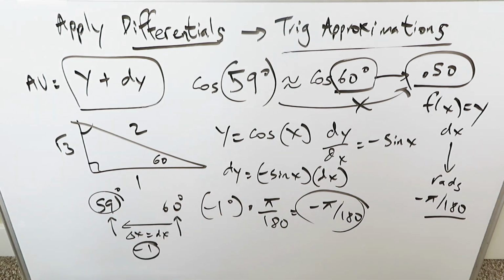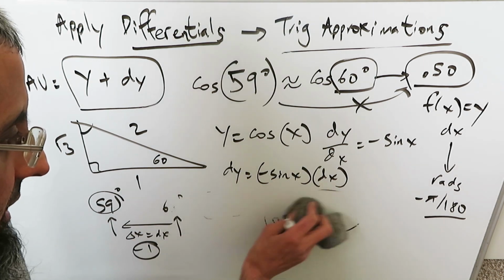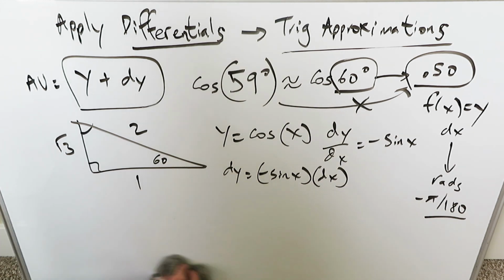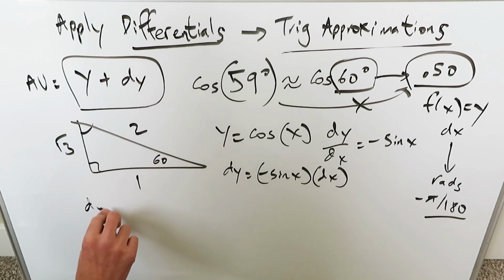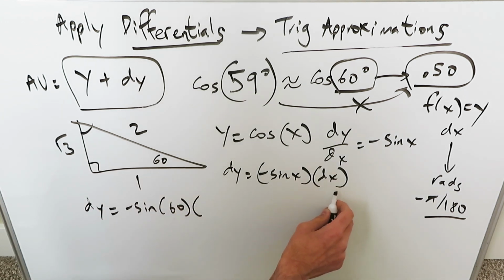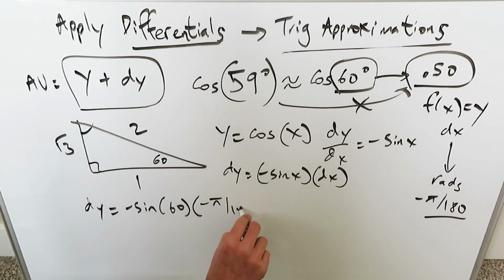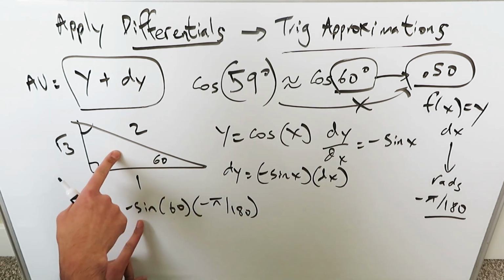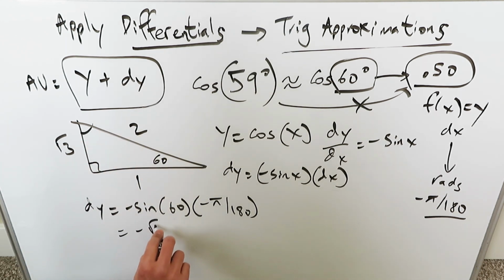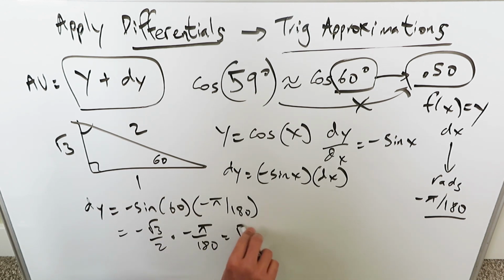Now let's focus here on dy, and it's easy because you already know the derivative. Your derivative is minus sine x, and you bring in your dx. My dy is equal to minus sine of x, which is 60, times this value, which is in radians, minus pi over 180. What's minus sine of 60? I have opposite over hypotenuse, which is minus root 3 over 2 times minus pi over 180, which is equal to root 3 pi over 360. This right here is equal to my dy, and it's solved.